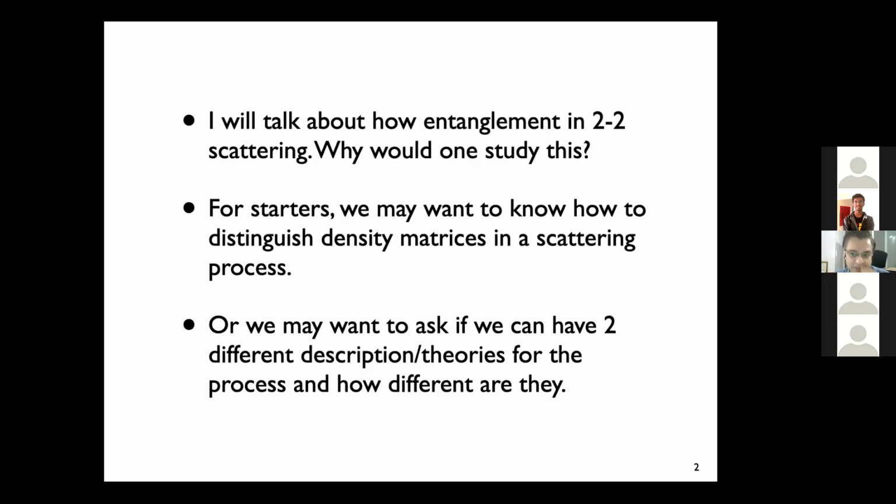So I will talk about entanglement and two-to-two scattering, and you can ask why would you want to study this. So for starters, you might want to distinguish density matrices in a scattering process. I will make this more precise, what this means by distinguishing density matrices. Or you may also want to ask if you have two different descriptions, maybe two different competing theories, and you want to ask which theory describes your scattering better. And you want to do this quantitatively. And you will see that some of these ideas will come in handy.